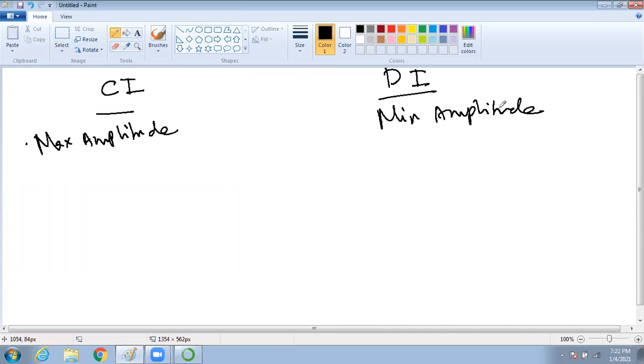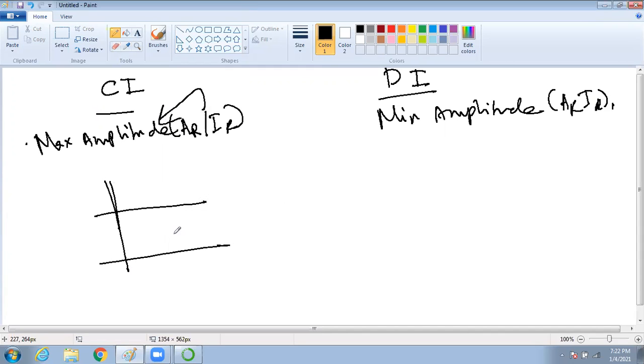Clear? That means yes. Your AR and also your IR both will be maximum. Similarly, your AR and IR will be minimum. Example I already told you. Simple, I will tell you again.